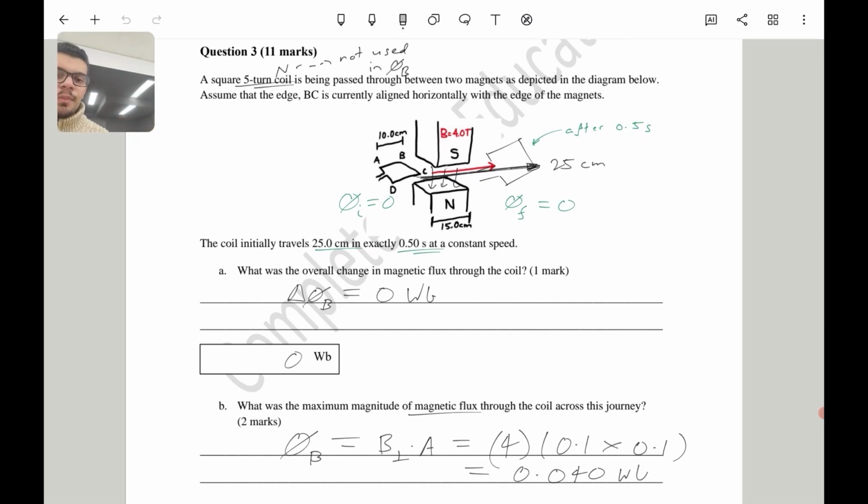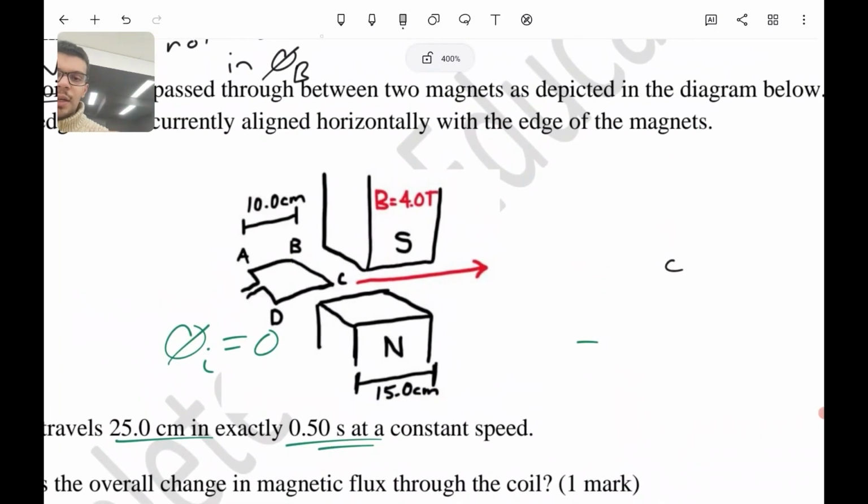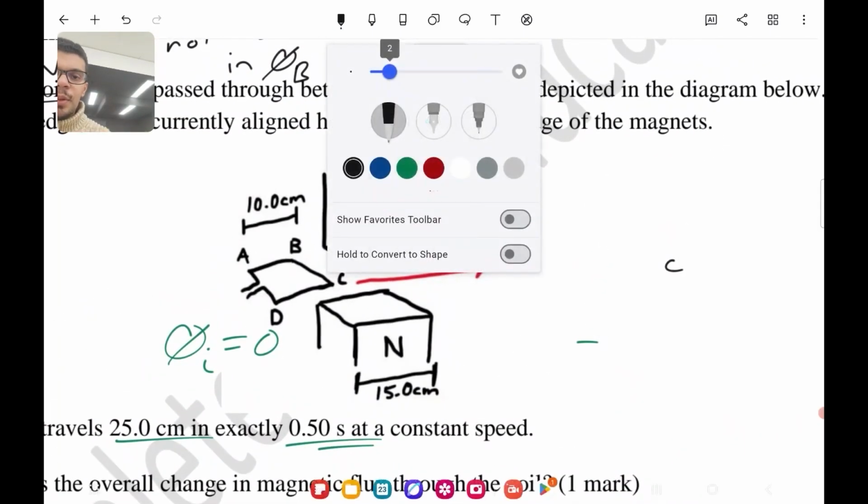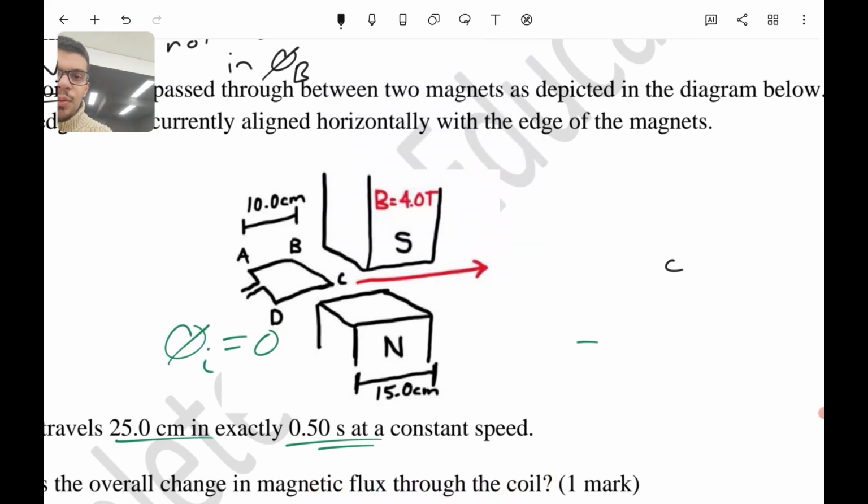So how long does it take, guys, for this coil, which looks like this right now, okay, to end up looking like this? So what is this time taken? What is the delta T? That is what we have to look at.